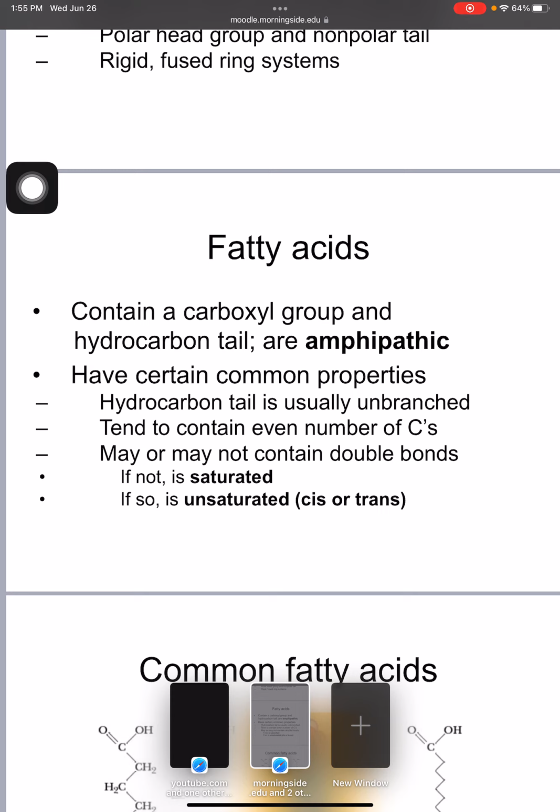Let's dig a little deeper into fatty acids, though, and take a closer look at the different structural features that we can find in them. And I want to pay special attention to the hydrocarbon tail. That's going to be the biggest thing to look at.